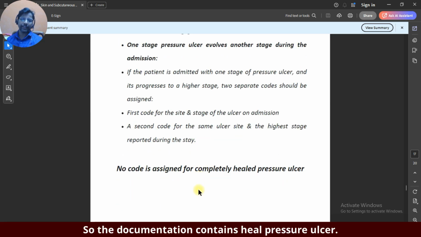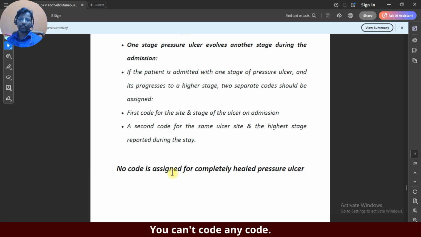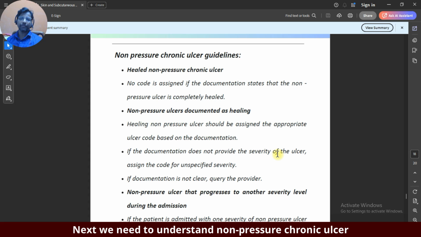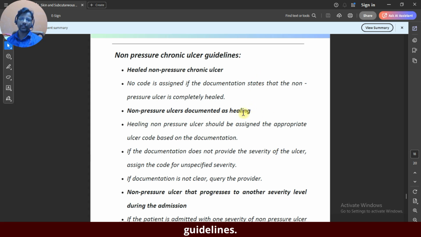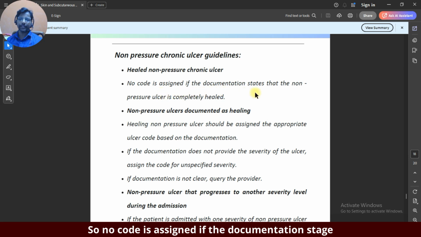Okay. So the documentation contains a healed heel pressure ulcer, you can't code any code. So no code is assigned for a completely healed heel pressure ulcer. Next we need to understand the non-pressure chronic ulcer guidelines. So, heel non-pressure chronic ulcer. No code is assigned if the documentation states that the non-pressure ulcer is completely healed. So whether it is a pressure ulcer or a non-pressure ulcer, if it is healed, we can't code.